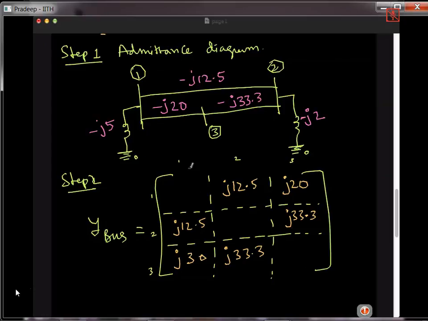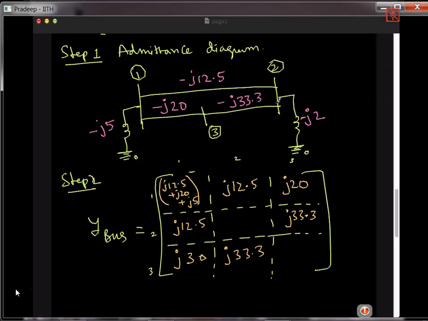So what you have to do, you have to add all these row elements. So 12.5 plus 20 will be 32.5. But then there is a J5 connecting from 1 to 0. That also I have to add here. So if I write it individually, it will be J12.5 plus J20 plus J5. So I have to reverse all the signs. Then finally, overall, I should give a minus sign. So that is the thing. So let me write this directly.